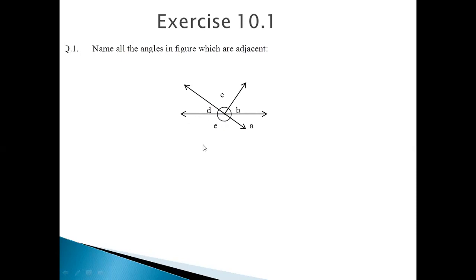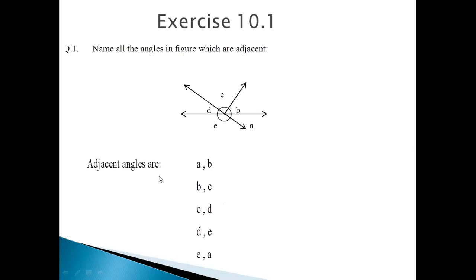So you can see easily that angle A and angle B have the common vertex and one common arm. This is the common arm. So A and B are adjacent, then B and C are adjacent because they have one common arm and the vertex is at the same point. Then C and D are adjacent because they have one common arm and their vertex is at the same point. D and E are adjacent. The definition is satisfied. E and A are adjacent.